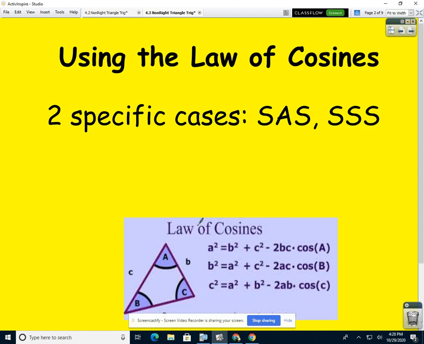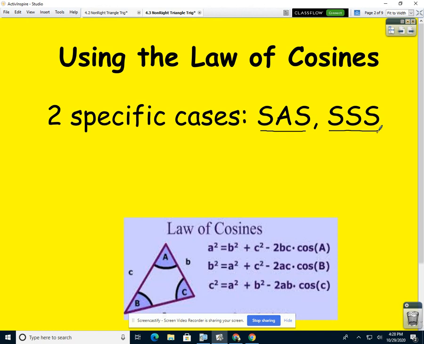So we just wrapped up working with law of sines. We're going to go ahead and look at the law of cosines. The law of cosines is helpful for two very specific non-right cases. Again, these are triangles that don't have a right angle. And the two cases are side angle side, that's what this stands for, and side side side.